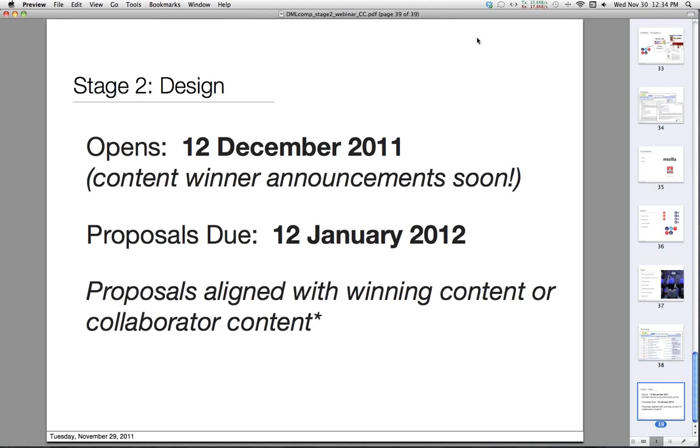And Stage 2 now begins December 12th, and content winner announcements for Stage 1 will come soon. We're hoping maybe by Monday or Friday that we'll hear Stage 1 winners. And proposals for Stage 2 are due the 12th of January. And again, remember the proposals will be aligned with the winning content from Stage 1 or the collaborator content. And that's going to conclude the walkthrough of my presentation. And then I think we'll open it up for questions.